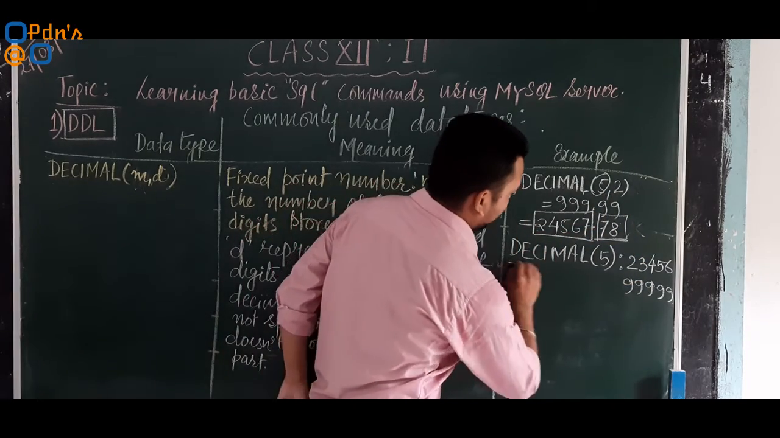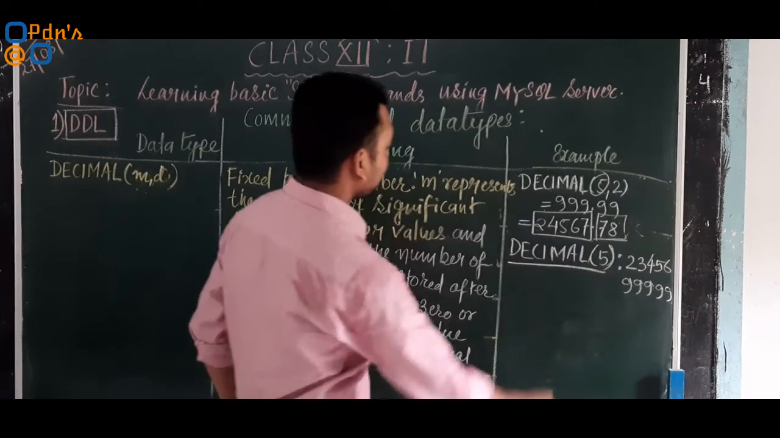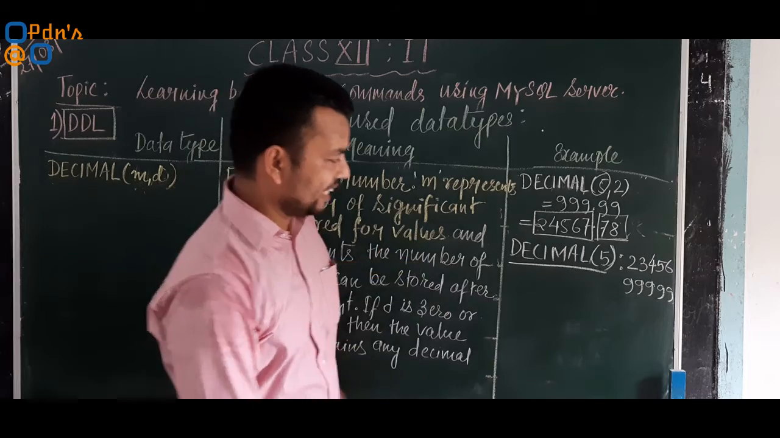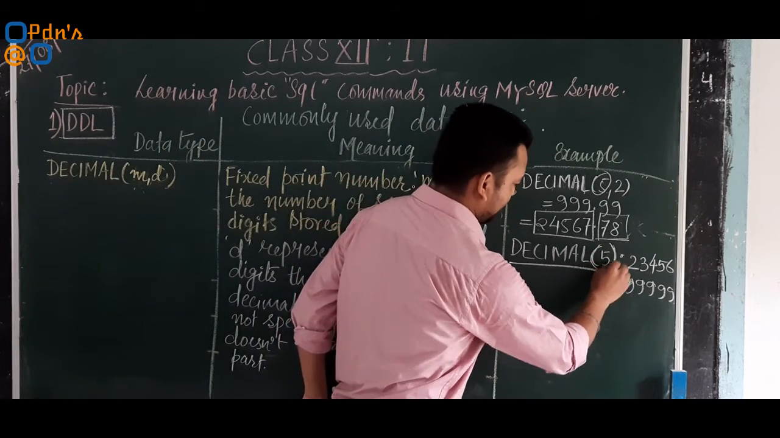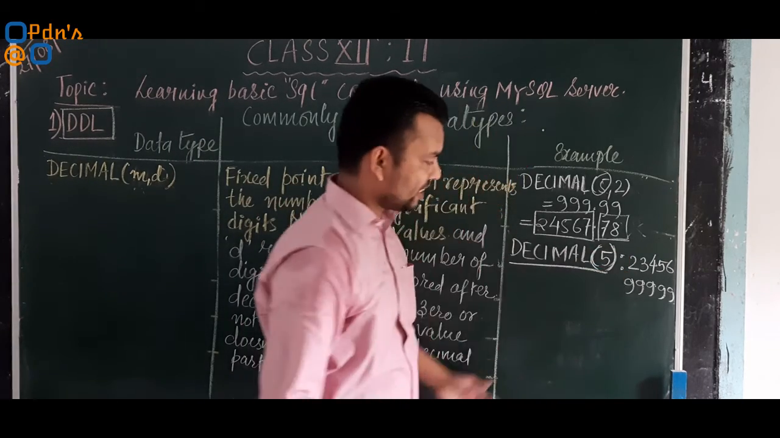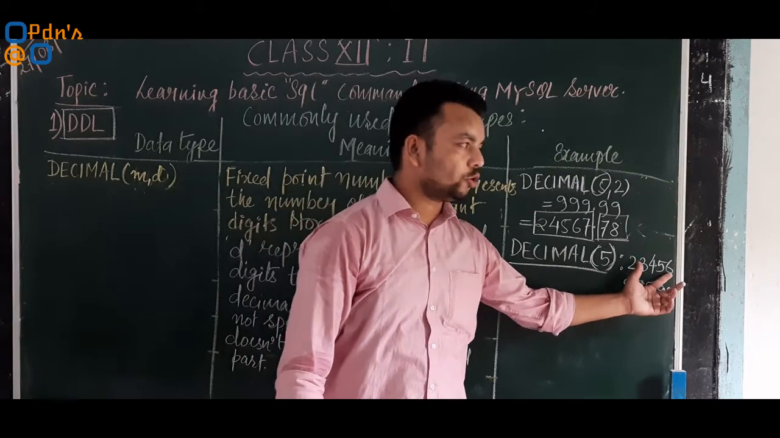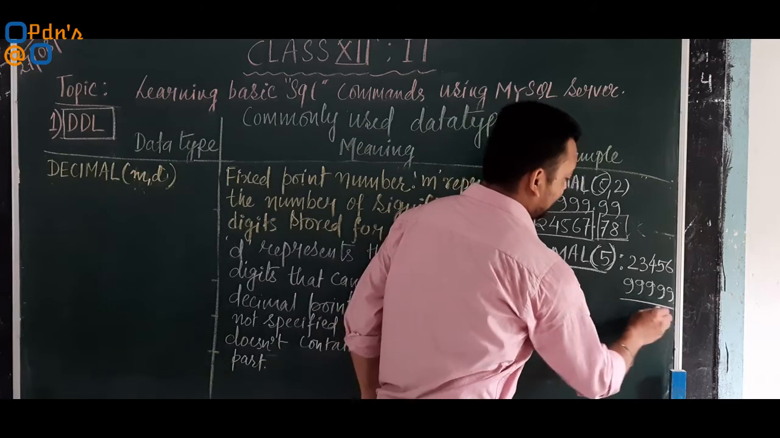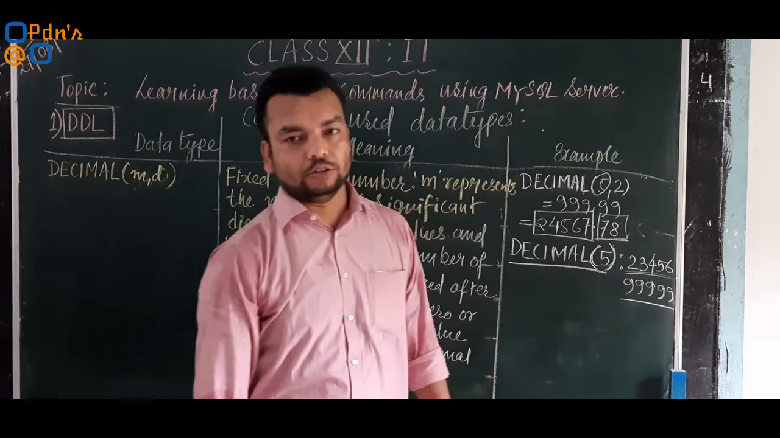And sometimes what happens, we only enter the number of significant digits for values. See, for example, DECIMAL(5). In such a situation, we are not supposed to enter any values after the decimal. That means the values after the decimal point will be 0.